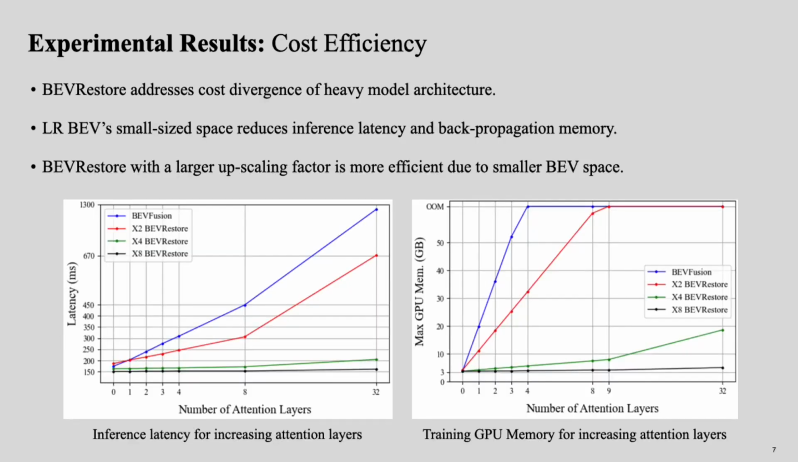In addition, owing to the LR BEV's small-sized space, BEVRestore's super-resolution addresses cost divergence of heavy models for constructing HR maps, reducing inference latency and backpropagation memory.